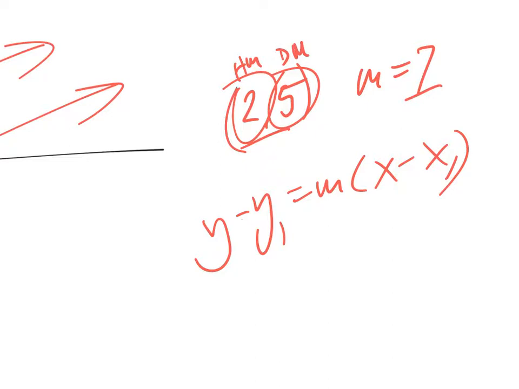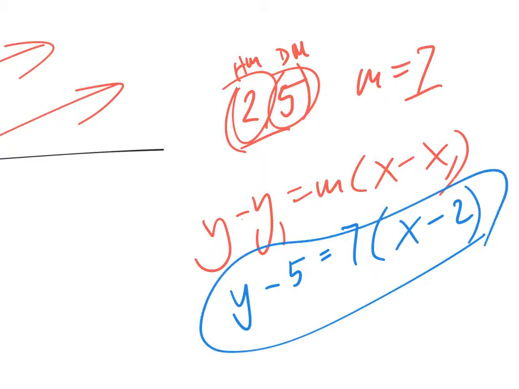All right, I hope you put these in the right spots and you said y minus 5 is equal to m, which is 7, times x minus 2. Raise your hand if you had that one right. Okay, good. Now, what if I had said perpendicular to that? It would be very close, but I would not have used the same slope.